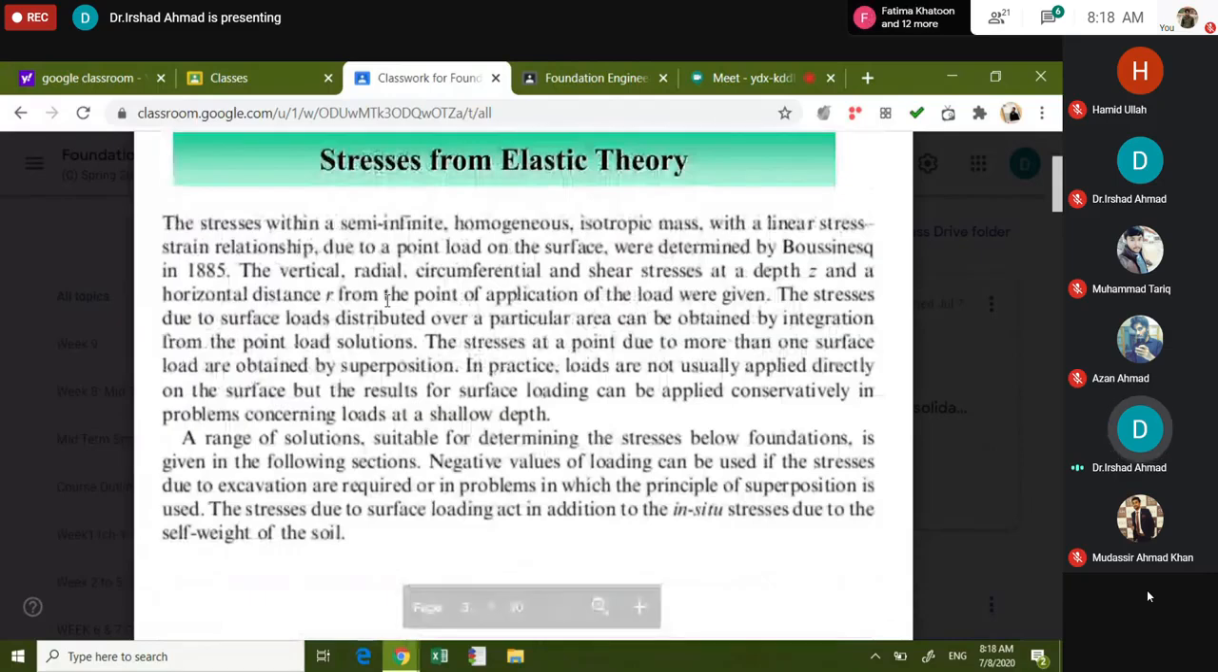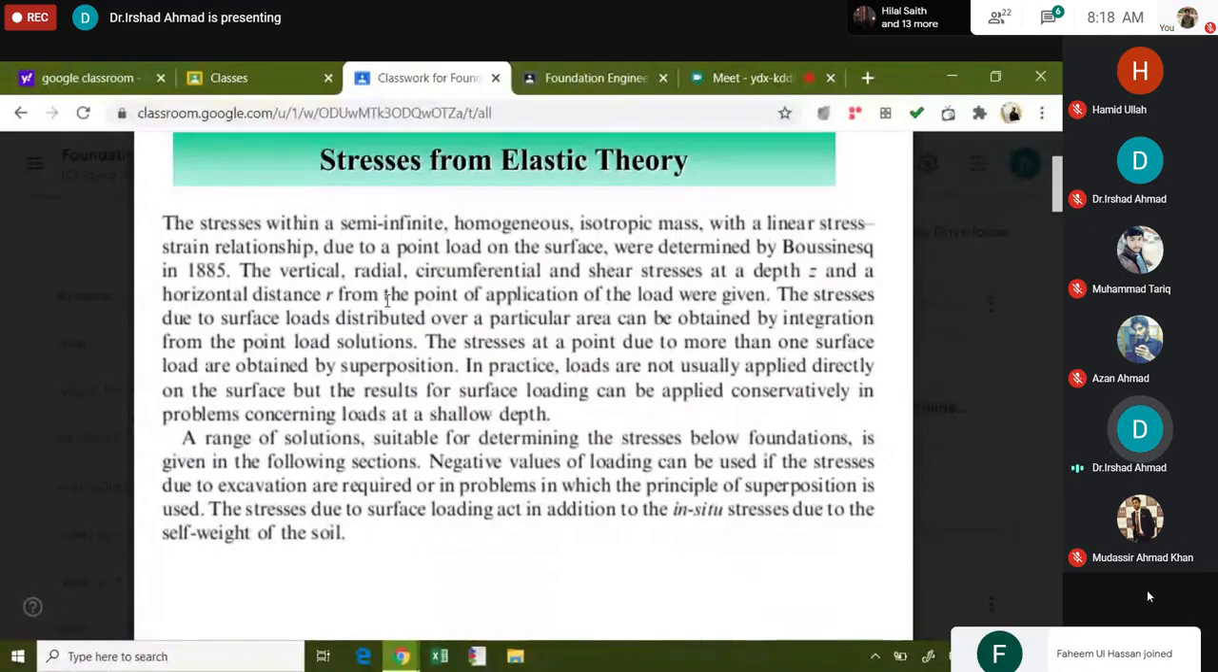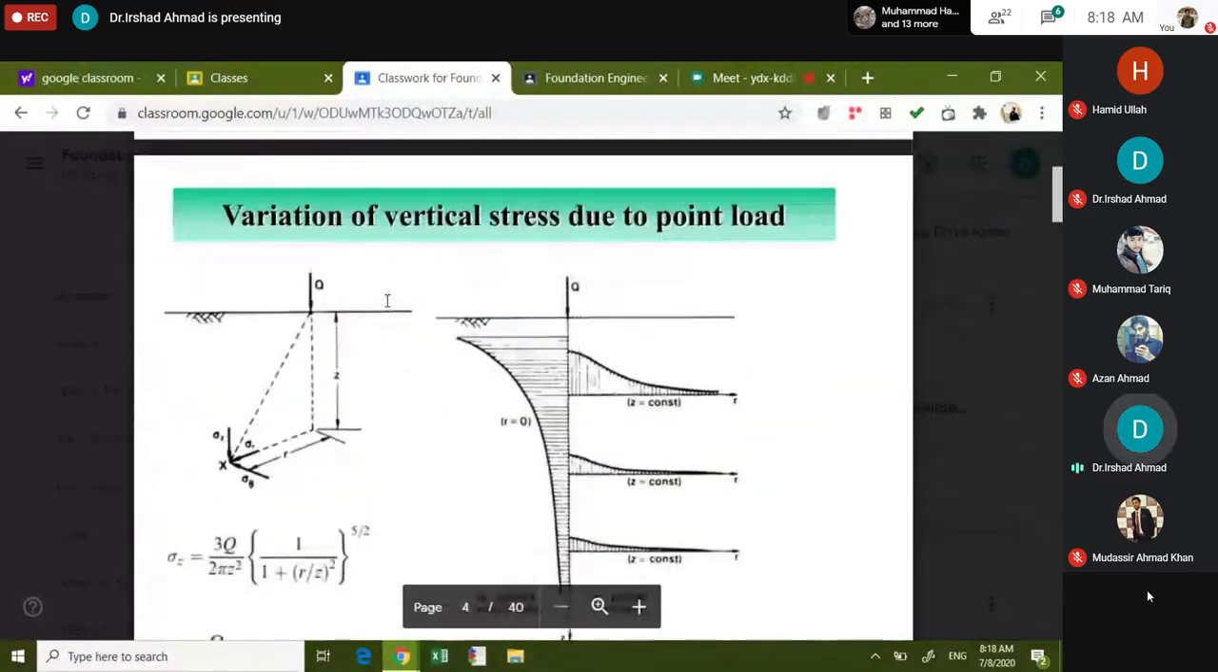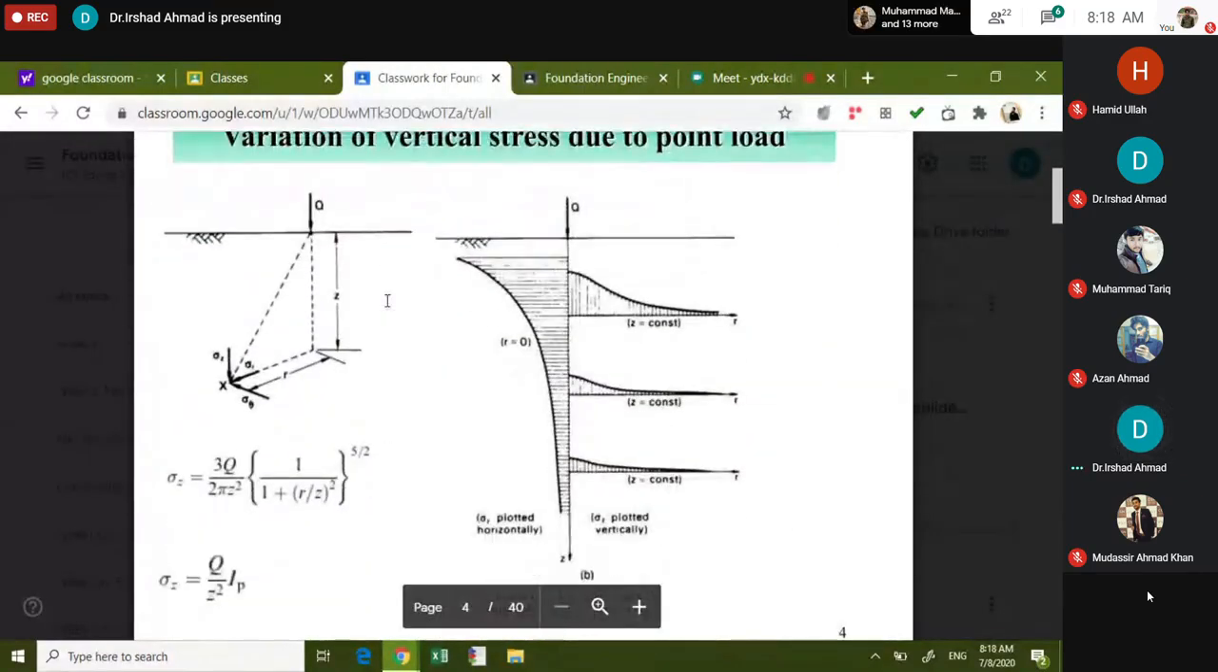Stresses from elastic theory. So we use elastic theory to find stresses in the soil. When you use elastic theory, it means the principle of superposition works. The stresses from one point load can be added to the stresses from another point load. The point load, right? And there's a distribution of stresses in the horizontal and vertical direction.